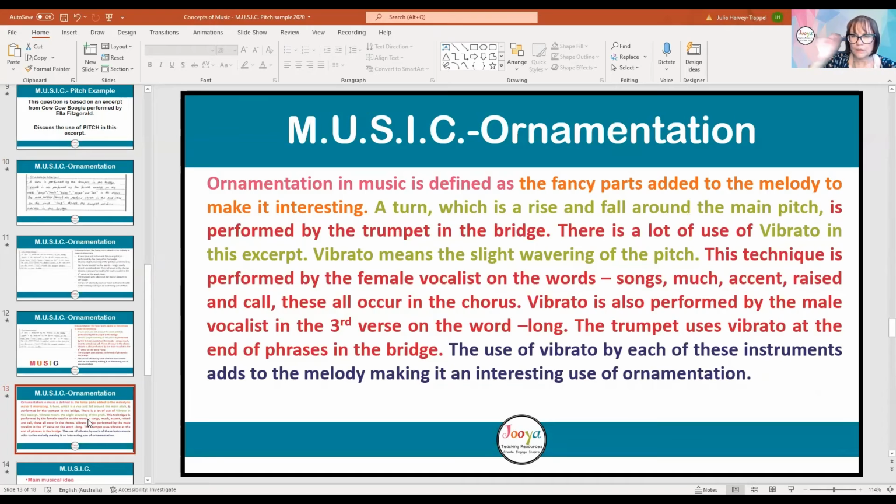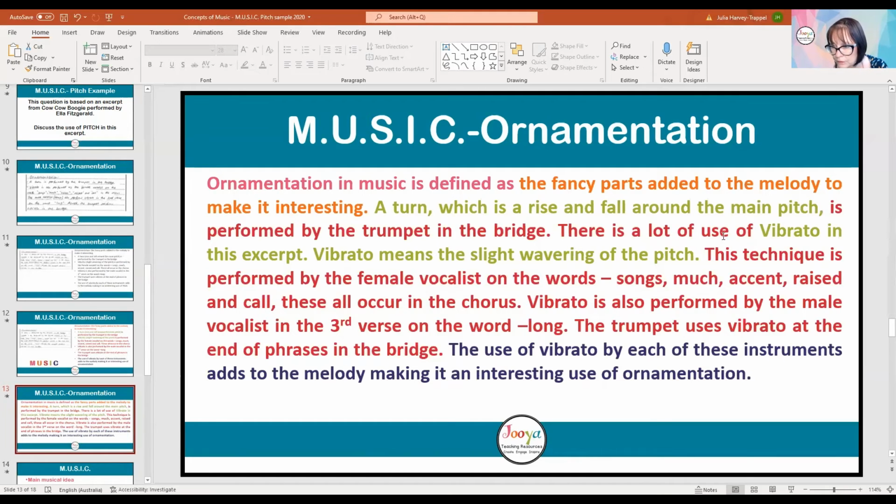So again, if I just read what we've got here, this is the same thing using the music scaffold. Remember the pink is the main idea, the orange is the understanding, the green is the in-depth information, the red is the samples, and the purple there is the connect concept. Okay, so ornamentation in music is defined as the fancy parts added to the melody to make it interesting. A turn, which is a rise and fall around the main pitch, is performed by the trumpet in the bridge. There is a lot of use of vibrato in this excerpt.